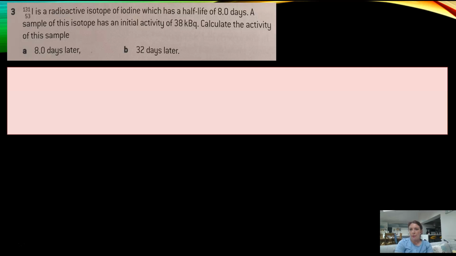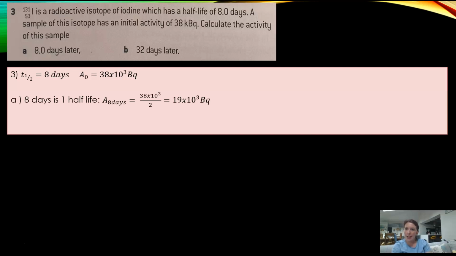Question 3, you've got radioactive iodine, 131 53. It has a half-life of 8 days, and it has an initial activity of 38,000 becquerels. Calculate the activity of this sample 8 days later. So again, it follows the half-life rule. T half is 8 days, and there's your initial activity. So 8 days is 1 half-life, so the activity would have halved. So I've just halved it there. So you get 19 times 10 to the 3 becquerels.